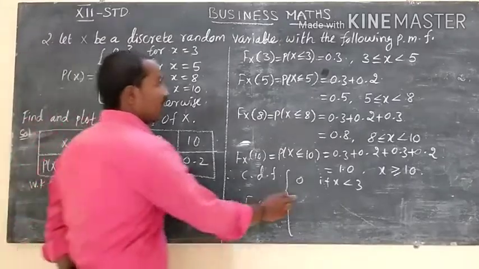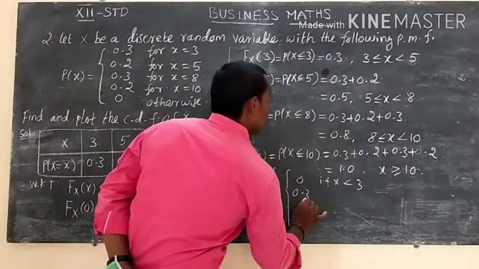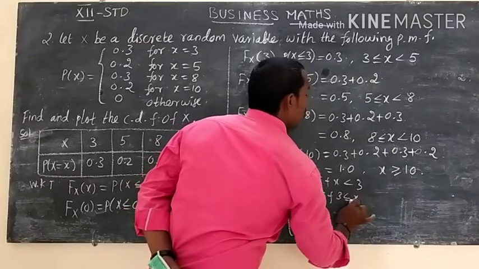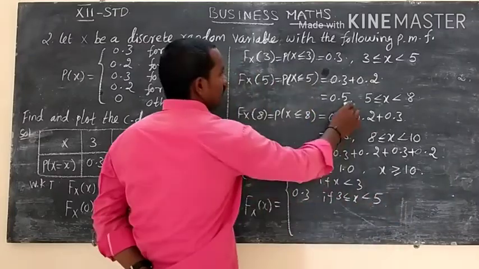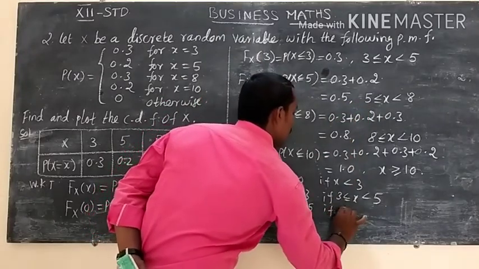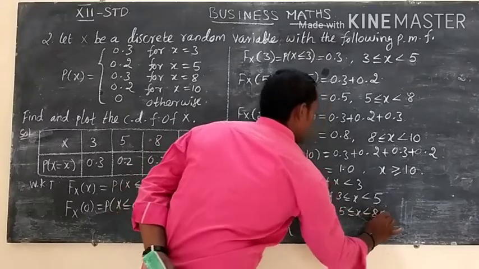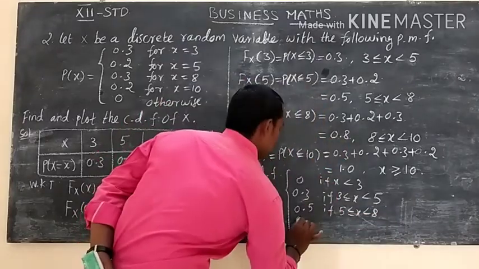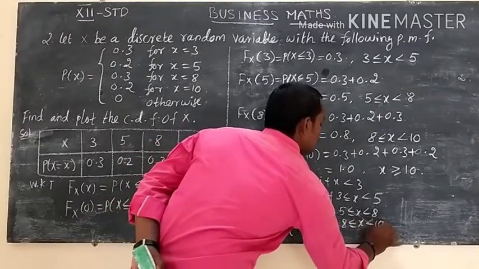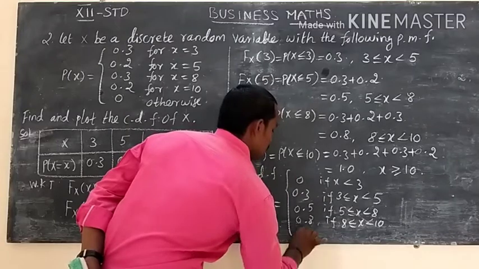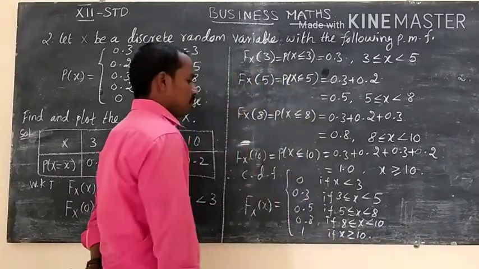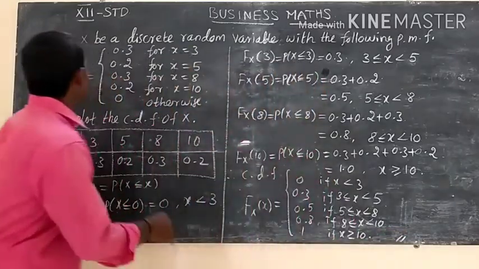Then 0.3 if 3 is less than or equal to x less than 5. Then 0.5 if the condition is 5 less than or equal to x less than 8. Then 0.8 if 8 less than or equal to x less than 10. Finally, it is equal to 1 if x is greater than or equal to 10. That's all the answer of the second question.